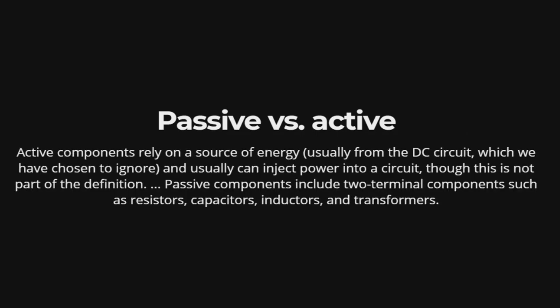Passive versus active. Active components rely on a source of energy, usually from the DC circuit, which we have chosen to ignore, and usually can inject power into a circuit, though this is not part of the definition. Passive components include two-terminal components such as resistors, capacitors, inductors, and transformers.